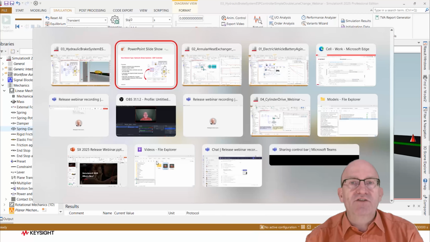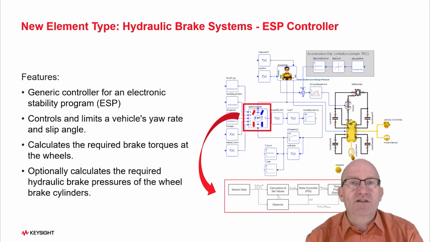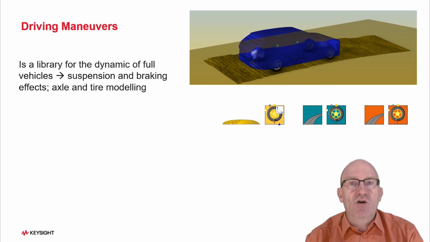Okay. Moving to another topic, it's still about driving. You know that we have a library for driving maneuvers, which provides different types of vehicle models and different types of tire models. So it is part of the simulation. The vehicle model I just demonstrated was coming from this library, and the tire characteristics were coming from this library.